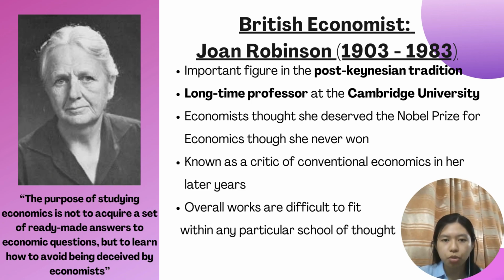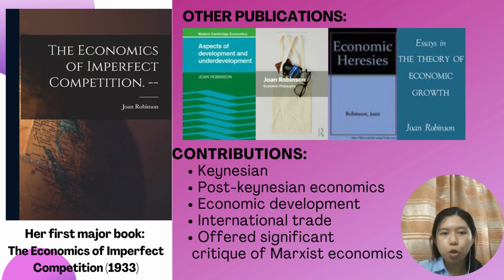Now I will briefly introduce Joan Robinson. Joan Robinson is an important figure in the post-Keynesian tradition. She is known for her contributions to economic theory, particularly in the fields of Keynesian economics and imperfect competition. She was a longtime professor at Cambridge University and was a student of Alfred Marshall. She was known as a critic of conventional economics in her later years, and her overall works are difficult to fit into any particular school of thought. Her most well-known publication is The Economics of Imperfect Competition, published in 1933.